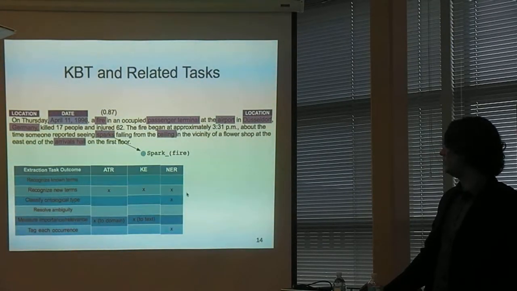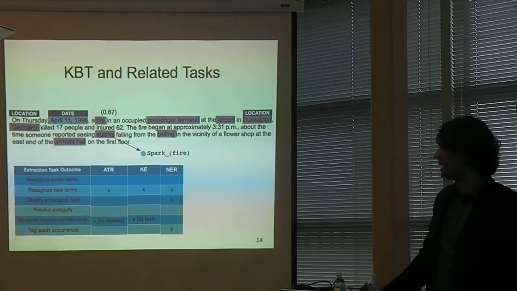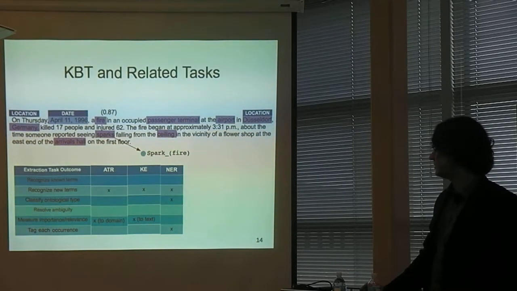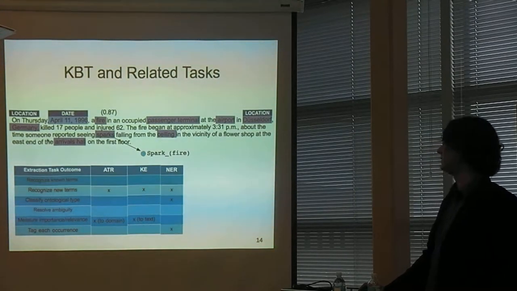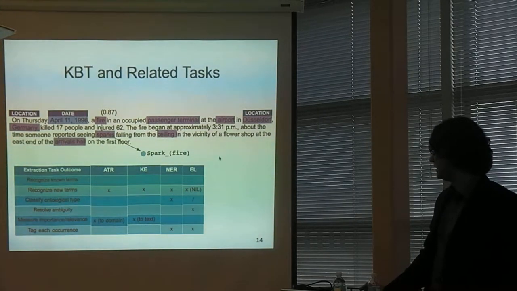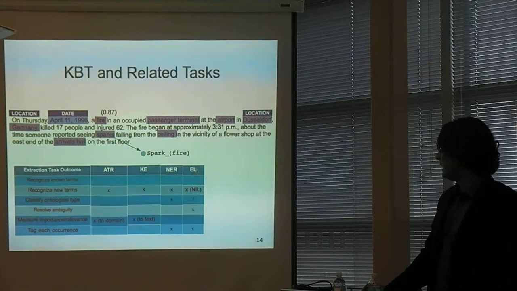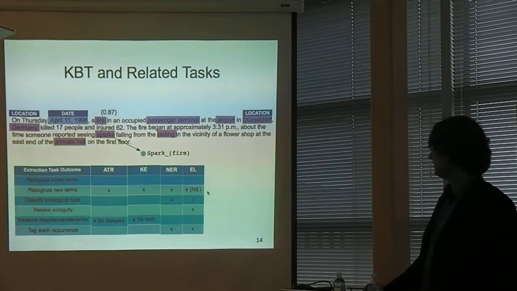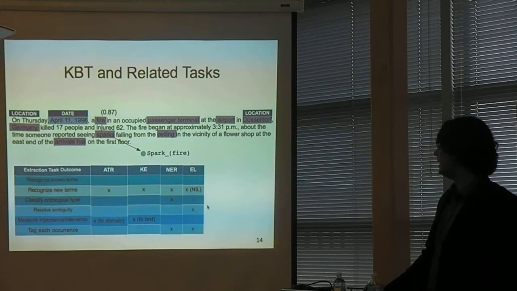While named entity recognition will find new terms, classify their ontological type, and then try to tag all the occurrences of those terms in text. So if I see fire twice and I only tag it once, then I have a miss. Or if I see, rather, Germany is a named entity, and I see Germany twice and I miss a tag, then that's 50% accuracy. So I need to tag all of the occurrences. That's harder than just finding fire once in a collection. Entity linking will focus then on just doing the resolution of ambiguity.